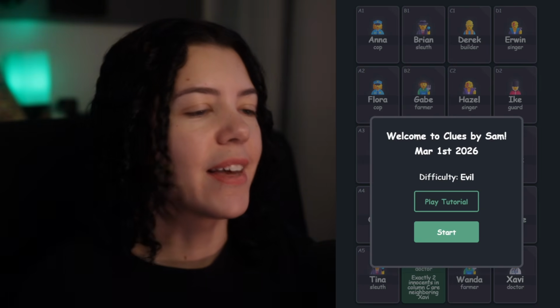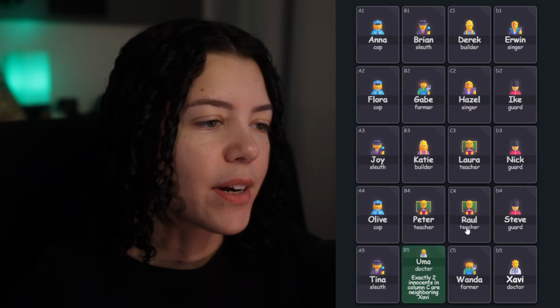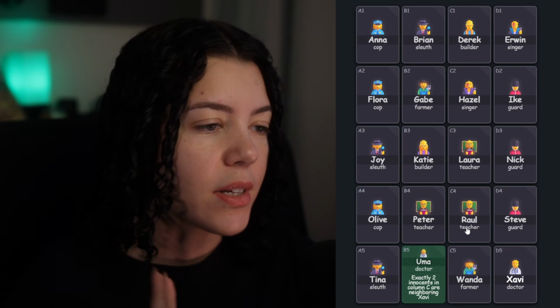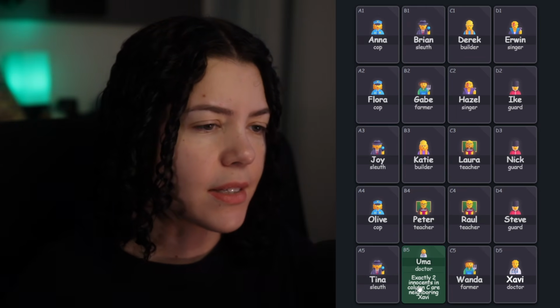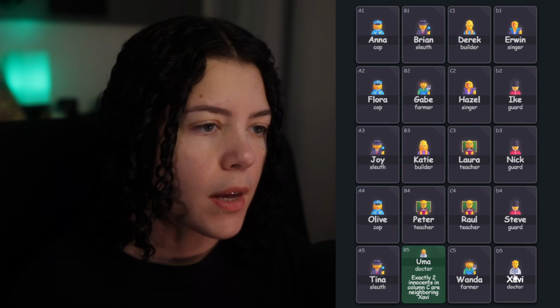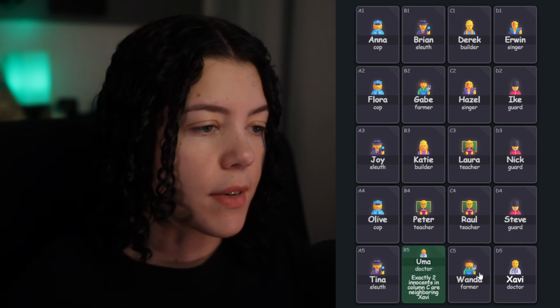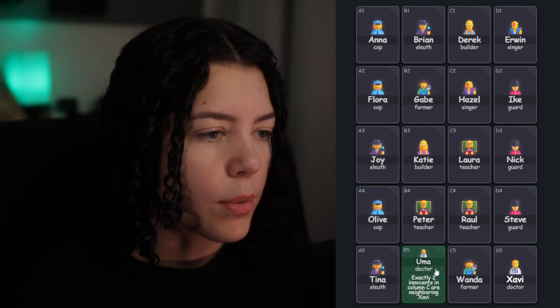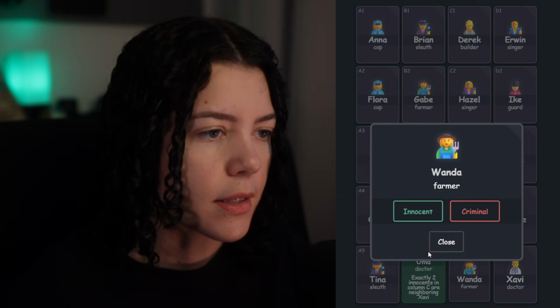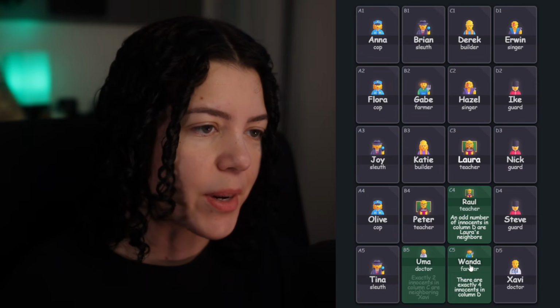So I'm really excited. Let's go. We start with Uma telling us that exactly 2 innocents in column C are neighboring Savvy. So column C, two people neighbor Savvy in that column, which means that both of them have to be innocent. That was a good one, an easy one to start.